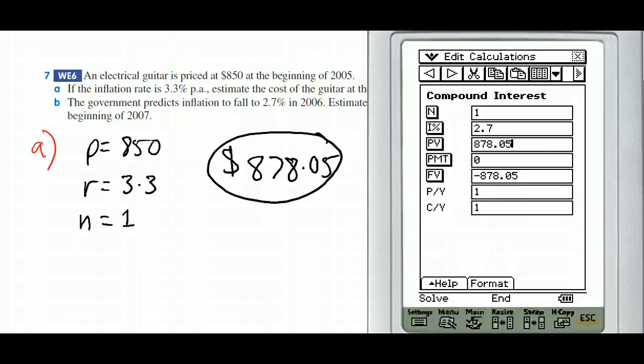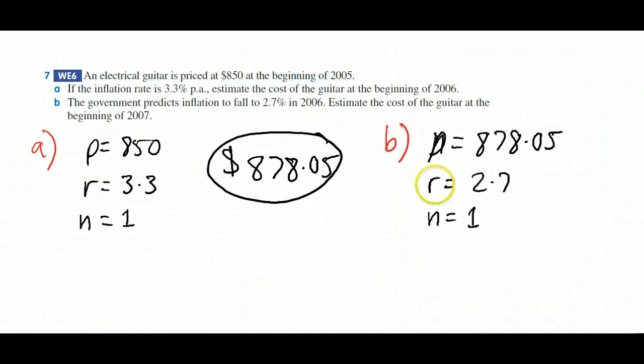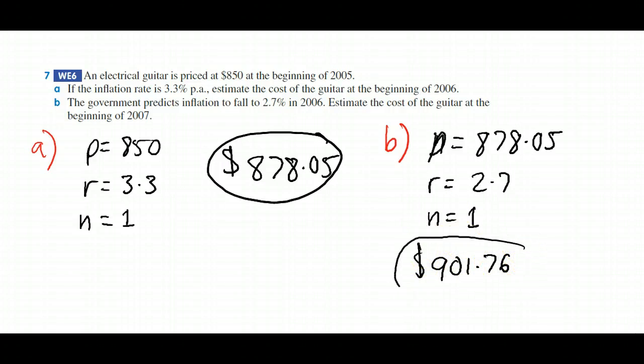$878.05 is the principal now, so we calculate that, we get 901.76. That's going to be the value of the guitar at the beginning of 2007.